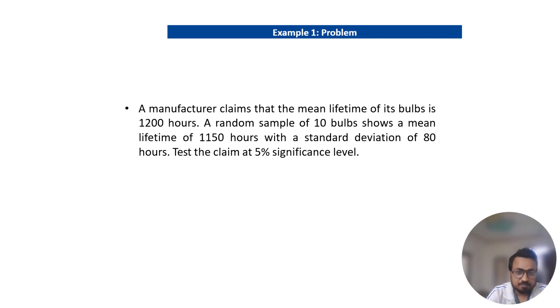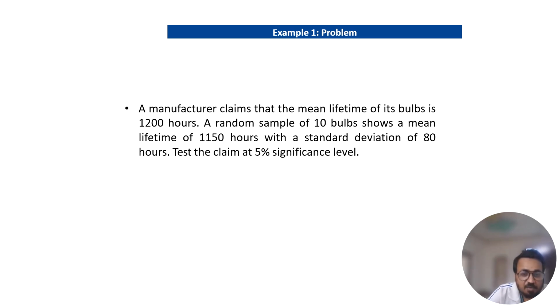So now in problem 1, a manufacturer claims that the mean lifetime of its bulb is 1200. A random sample of 10 bulbs shows a mean lifetime of 1150 hours with a standard deviation of 80 hours. Test the claim at 5% significance level. You can see that the sample size is equal to 10, which is less than 30. So it is a small sample size, right? In case of small sample size, we will use the t-test, because the sample size is small.